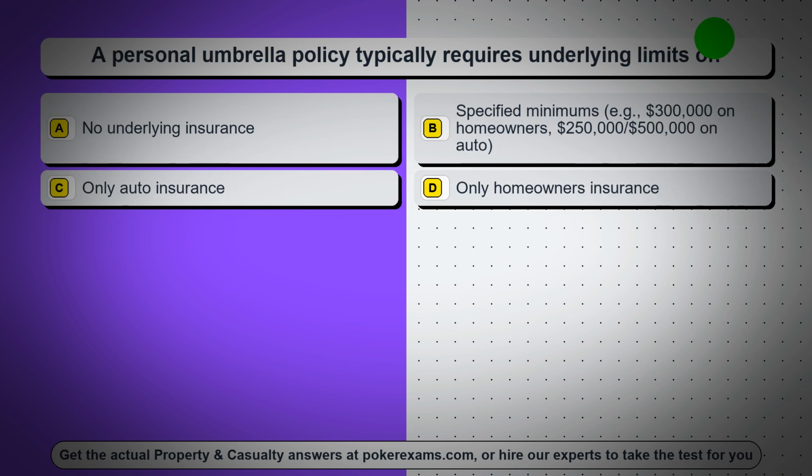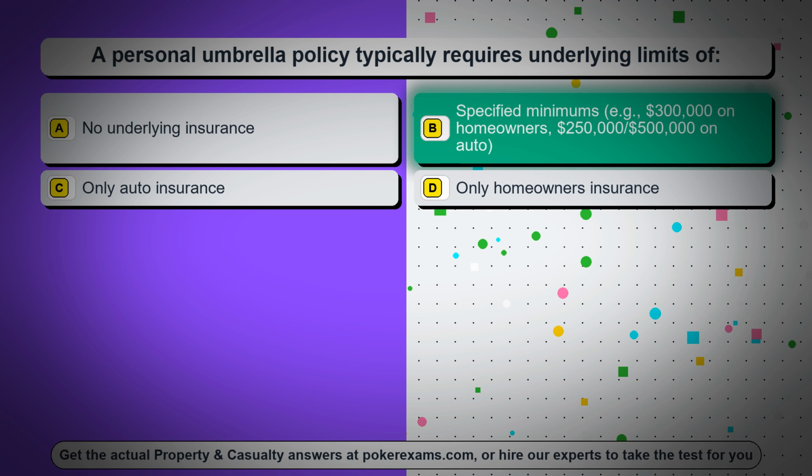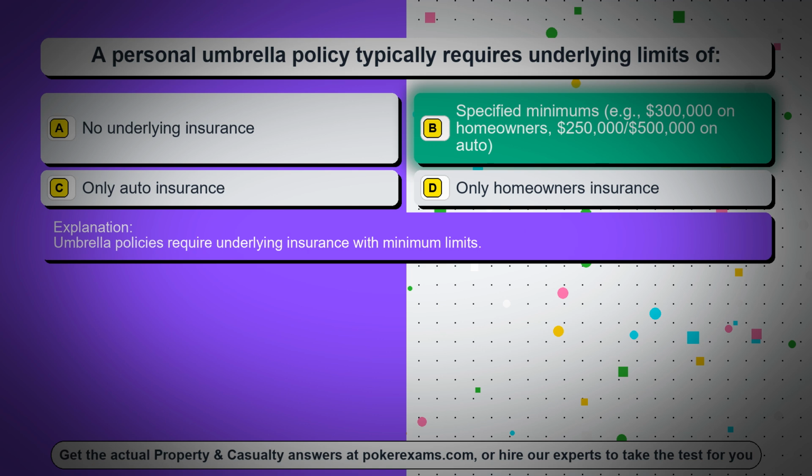Question 64. A personal umbrella policy typically requires underlying limits of, option A, no underlying insurance, option B, specified minimums, example, $300,000 on homeowners, $250,000/$500,000 on auto, option C, only auto insurance, option D, only homeowners insurance. The correct answer is option B, specified minimums, example, $300,000 on homeowners, $250,000/$500,000 on auto. Umbrella policies require underlying insurance with minimum limits.